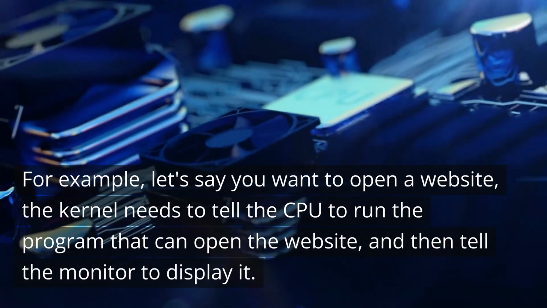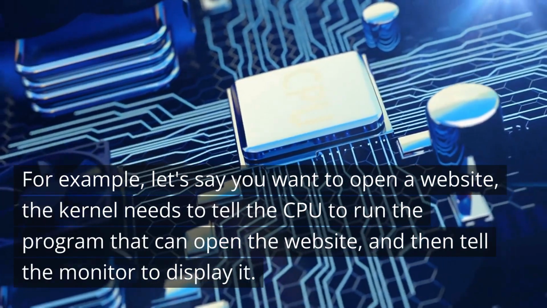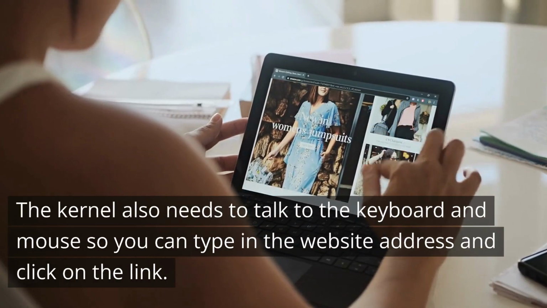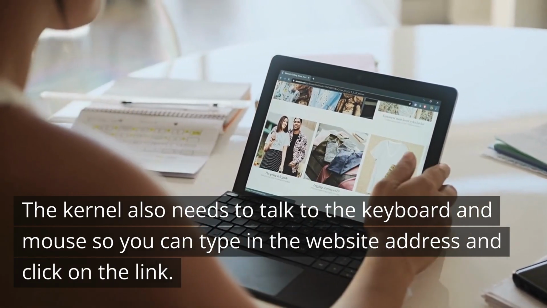For example, let's say you want to open a website. The kernel needs to tell the CPU to run the program that can open the website, and then tell the monitor to display it. The kernel also needs to talk to the keyboard and mouse so you can type in the website address and click on the link.